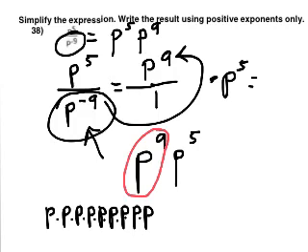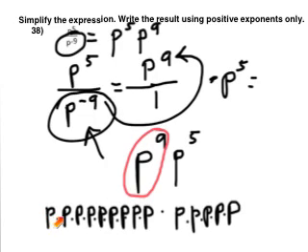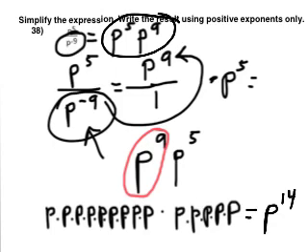There's 9 of them. And then the p to the 5th, that's times p to the 5th. 1, 2, 3, 4, 5. Okay, count them up. 1, 2, 3, 4, 5, 6, 7, 8, 9, 10, 11, 12, 13, 14 equals p to the 14th power. Or, as you can see up here, p to the 5th times p to the 9th equals p to the 14th. You can just add the exponents.